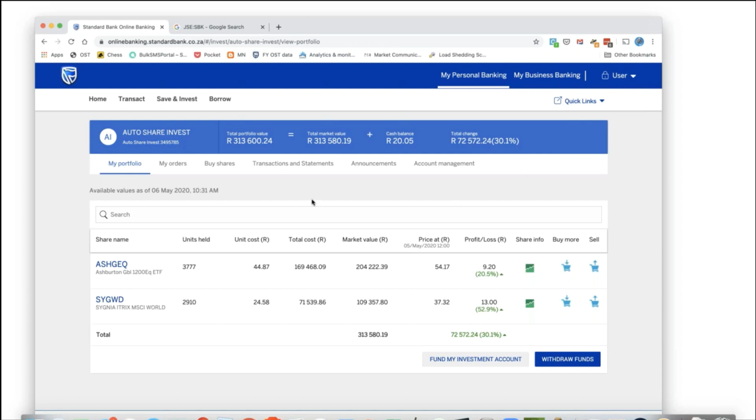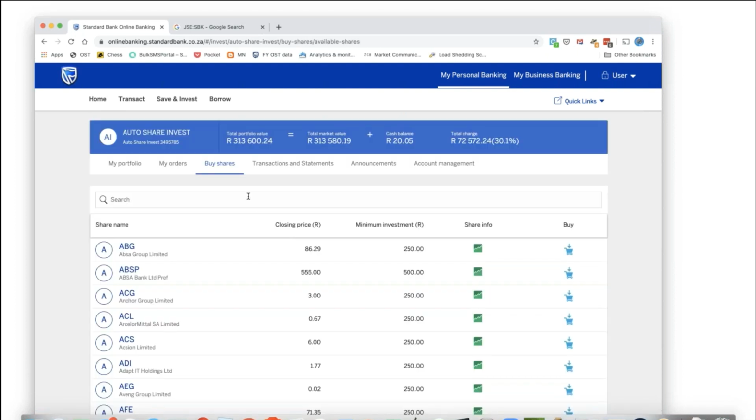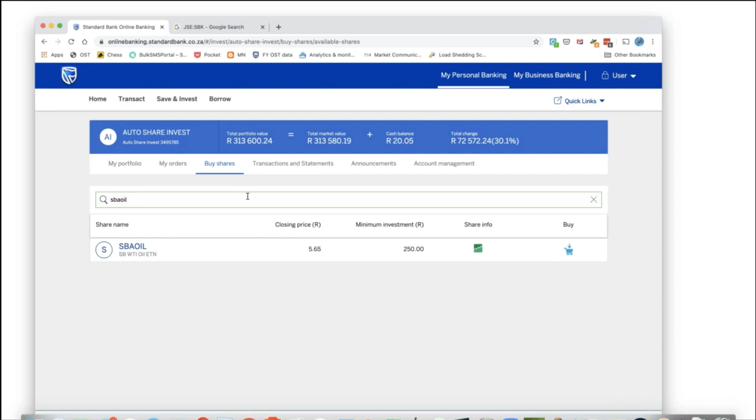So the commodity, I'll quickly roll there. I don't know if it is part of this. So there's two ways we can get exposure to oil via the JSE. The one is the SBA oil, which is a West Texas Intermediate contract. It's an ETN, so you can buy it, well, you can get it through Auto Share Invest, you can get it through online share trading, you cannot buy it in a tax-free account.